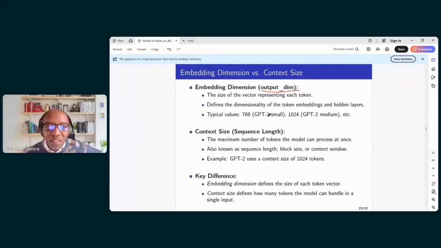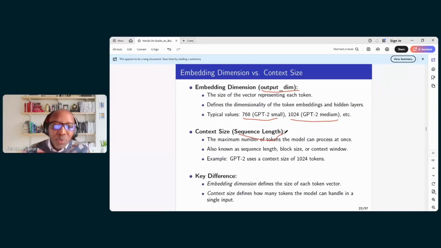But in general, for example, when you look at GPT small, this is just a small version of GPT-2. It has an embedding size of 768. And a medium version of GPT uses 1,024. So it's just important to understand this.